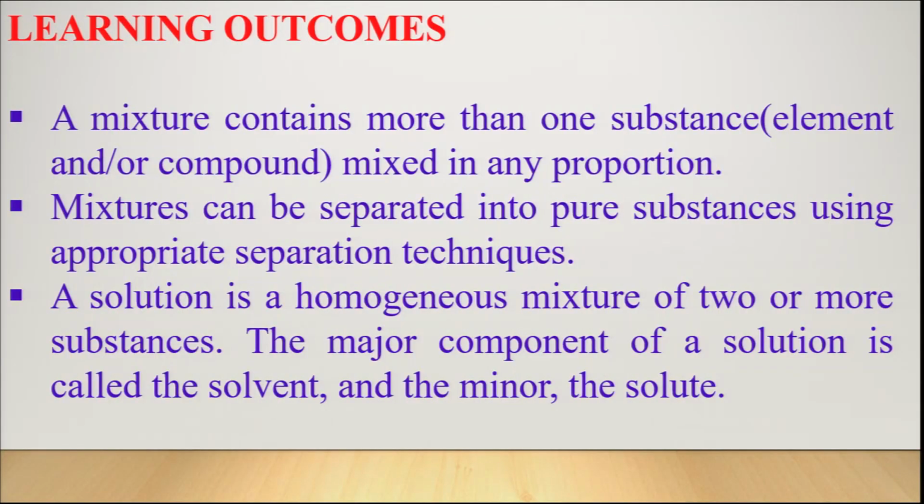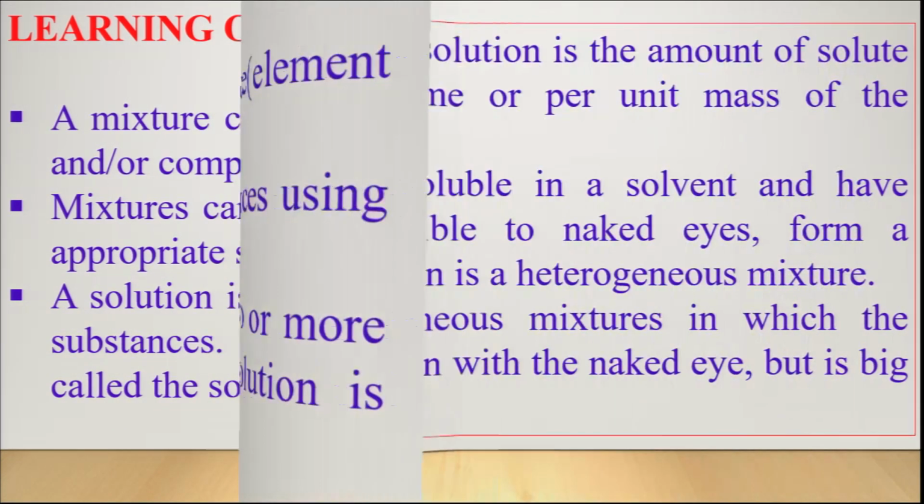So that's all about the chapter Is Matter Around Us Pure? Let us look at what knowledge we have gathered after learning this chapter. The learning outcomes from here are: a mixture contains more than one substance mixed in any proportion. Mixtures can be separated into pure substances using appropriate separation techniques. A solution is a homogeneous mixture of two or more substances. The major component of a solution is called the solvent and the minor is called the solute.